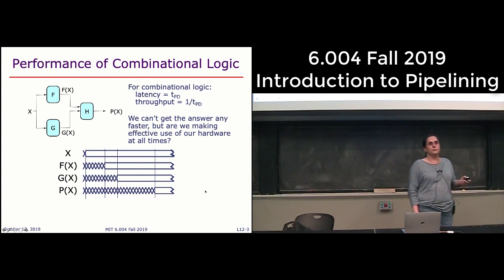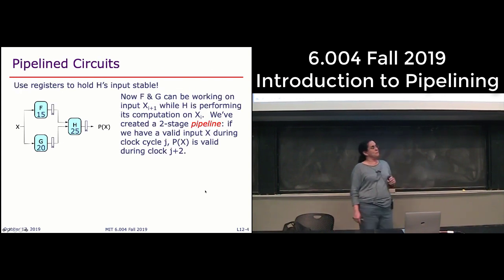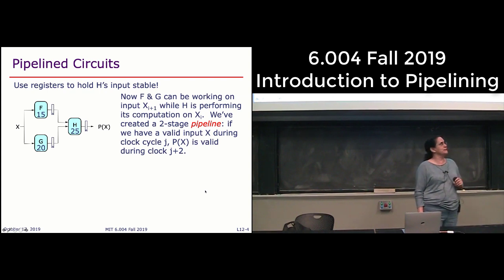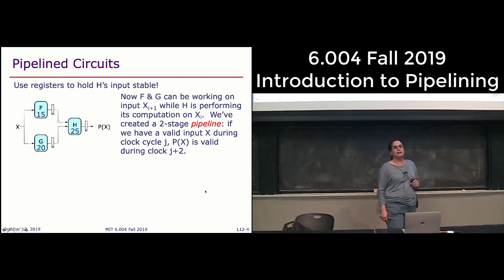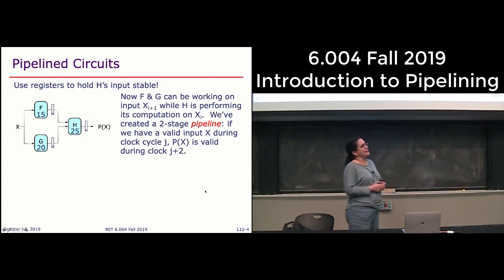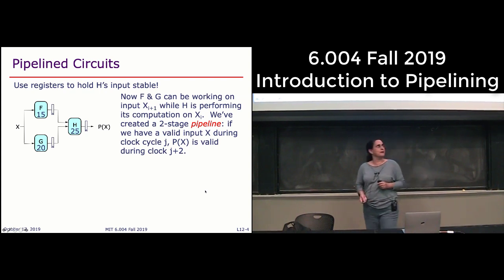So what we'd like to do is figure out a mechanism to avoid that. The way that we do this is we add registers into our combinational circuit like this. And this is what we mean when we say we pipeline a circuit. So let's try to understand what happens here. We've added a register at the output of H, and we've also added a register at the output of each of the F and G modules, okay?